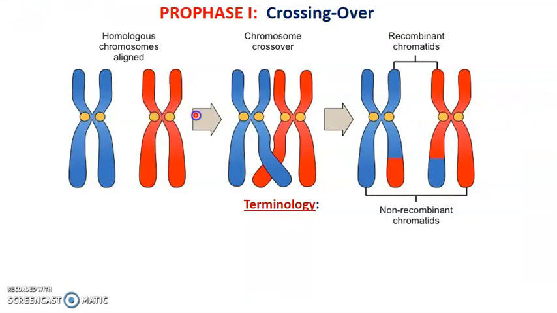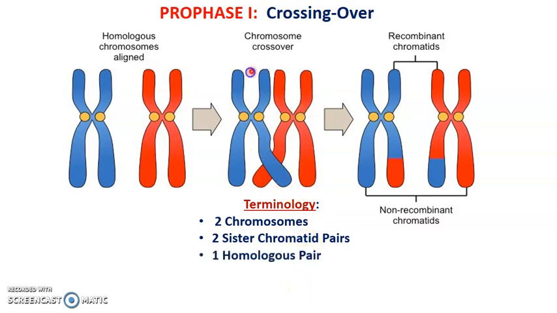Again, when you look at it, we can see the process here. Here's synapsis, and then crossing over occurs. If we do some quick terminology here, up here I have 2 chromosomes. I could also say I have 2 X's, so that would be 2 sister chromatid pairs. Or 1 homologous pair. The blue and the red both contain the same genetic information. 4 total chromatids. Each half of an X is a chromatid, so 1, 2, 3, 4.